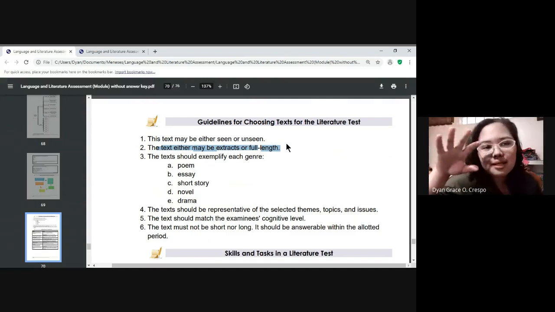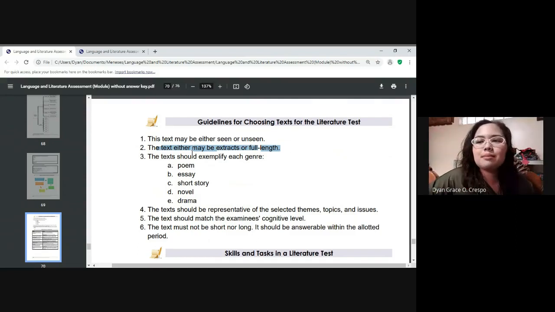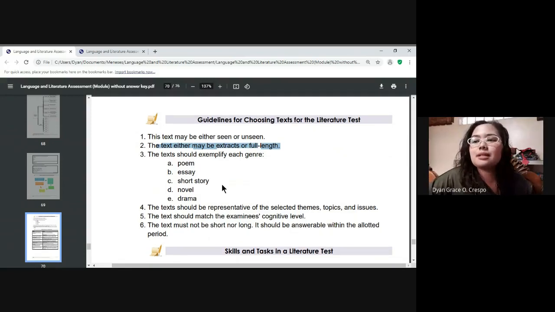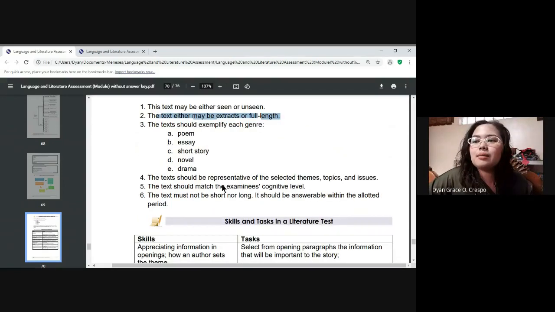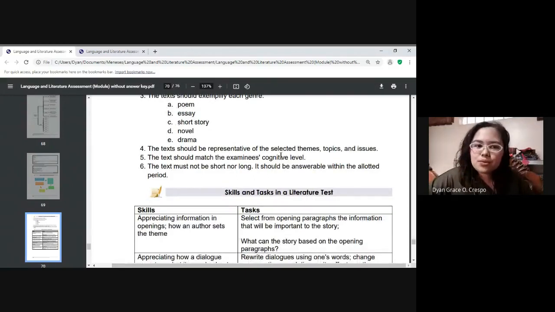Okay. The text should exemplify each genre. Kasi magkakaiba yan eh. Yung poem, essay, short story, novel, drama. Magkakaiba sila ng paano i-analyze. The text should be representative of the selected themes, topics, and issues. So, nakadepende yan sa inyo, sa gusto mong ituro, tsaka sa required mong ituro. The text should match the examinee's cognitive level. Do not give it too much. Next, the text must not be too short nor too long. It should be answerable within the allotted period. So, kailangan kaya siyang sagutin in the allotted period.